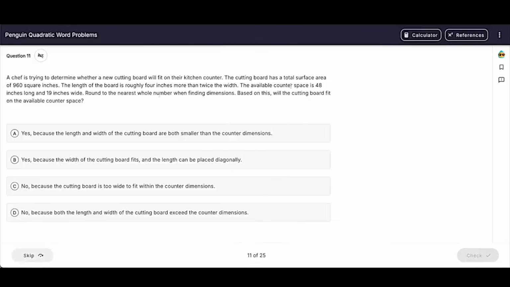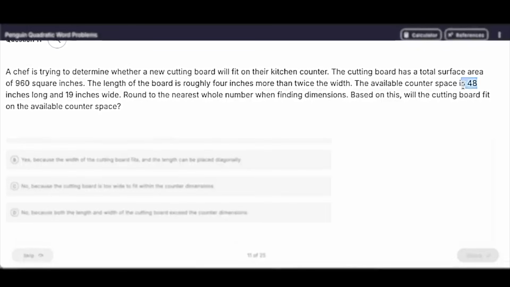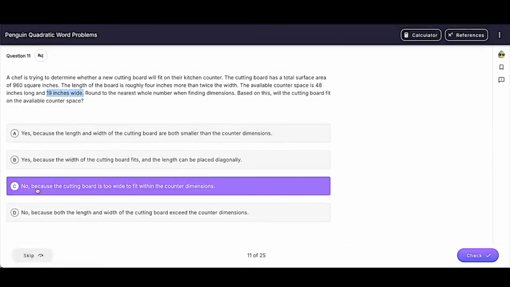So would it fit? The counter space is long enough. 48 inches would accommodate the 46 inches, but the 19 inches wide would not accommodate the 21 inches wide. So my answer is going to be C, no, because the cutting board is too wide to fit within the counter dimensions.